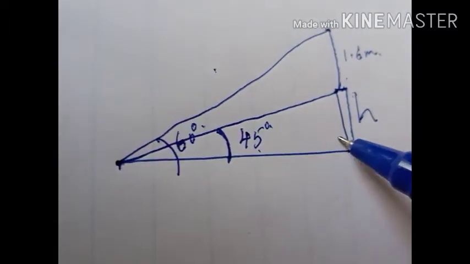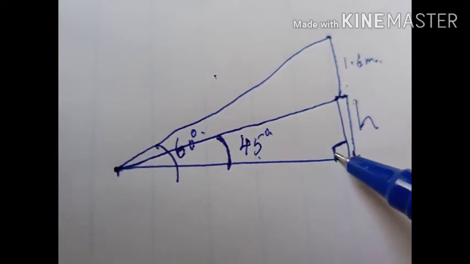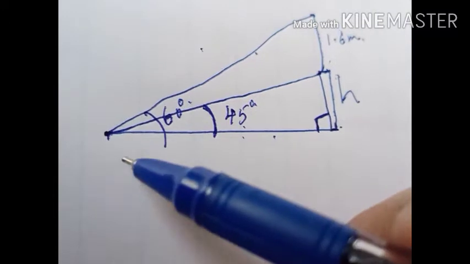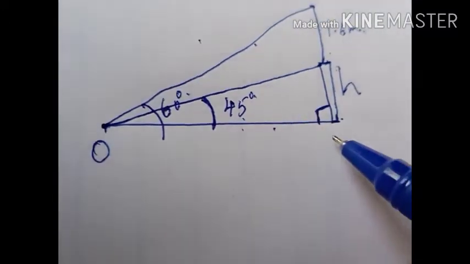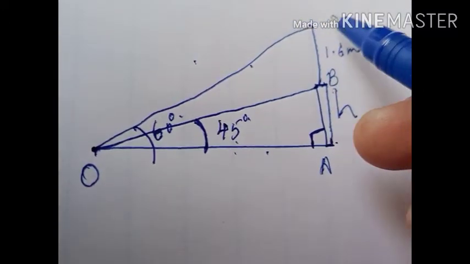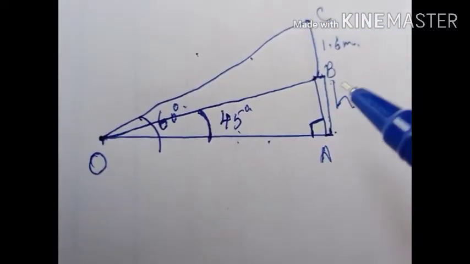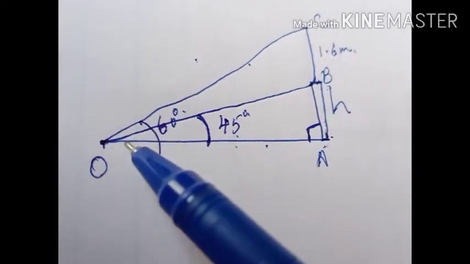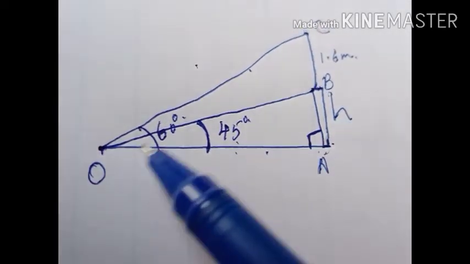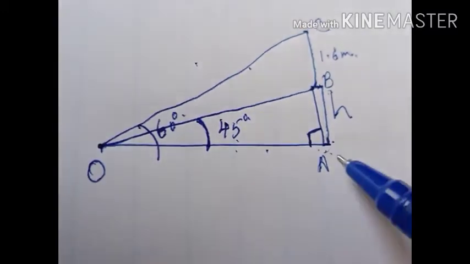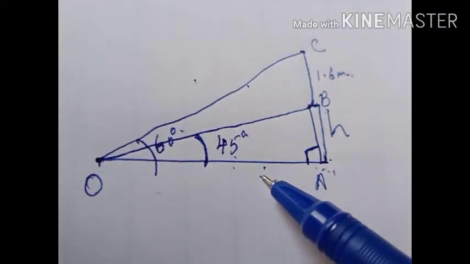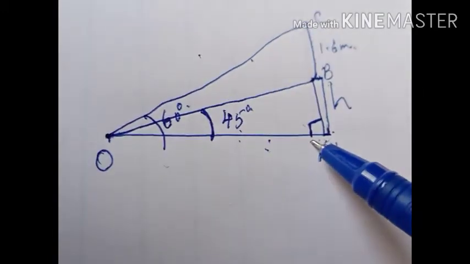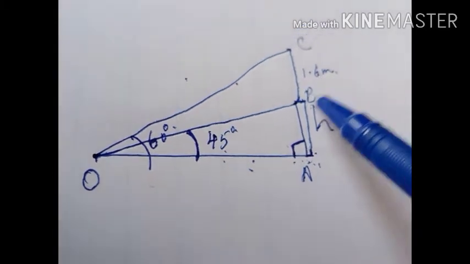So here this is right angle 90 degree. Then here also we have to consider these two right triangles. So we can give the name O, A, B, C. Any name you can give. So here we have to find the value of h. According to this right triangle OAB, this AB and this OA both are unknown. Then for this right triangle OAC, OA and h plus 1.6 both are unknown.